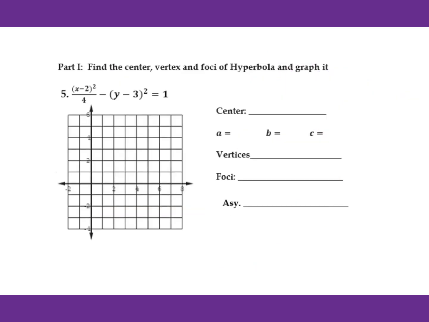Look at number 5. This time we have x squared minus y squared. Therefore, it will be horizontal hyperbola. Then check A and B. Keywords is a minus n. That's A. So square root of 4 equals 2. This is A. Square root of 1 equals 1. That's a B.